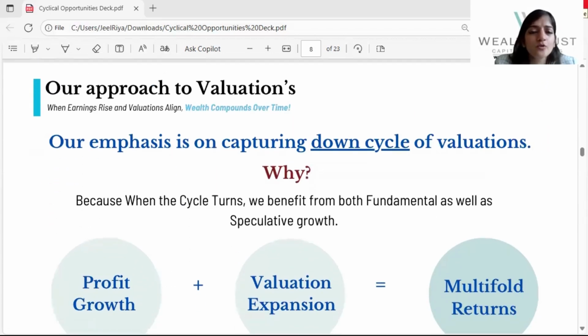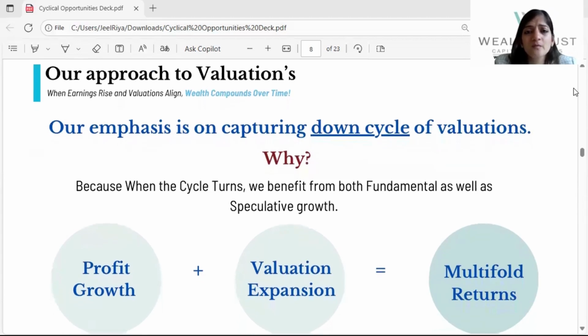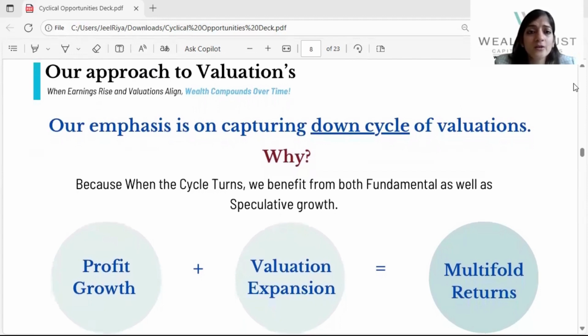So, what's our approach to valuations and why do we give it a lot of importance? It's because we feel if earnings are rising and if valuations are aligned, then of course the wealth will really compound, and that's when we would like to buy a stock.